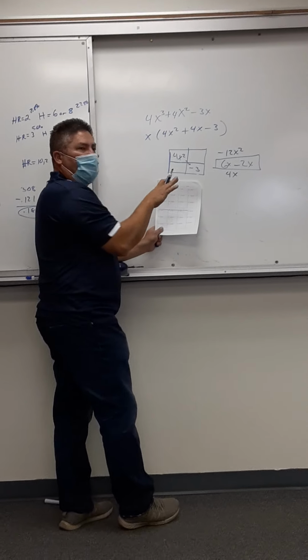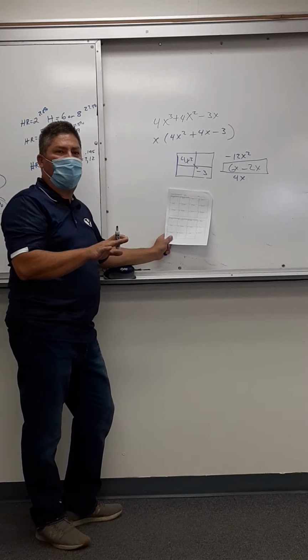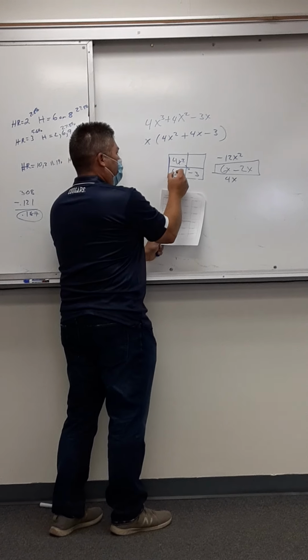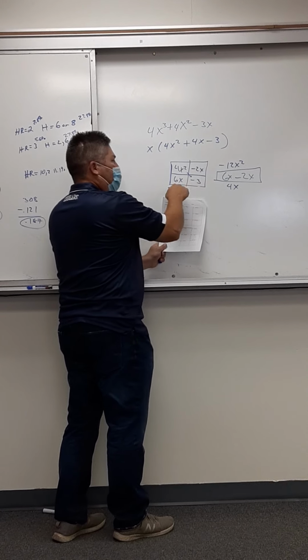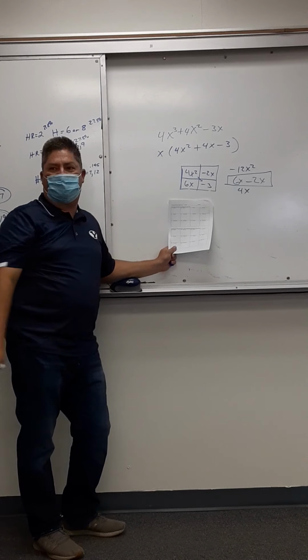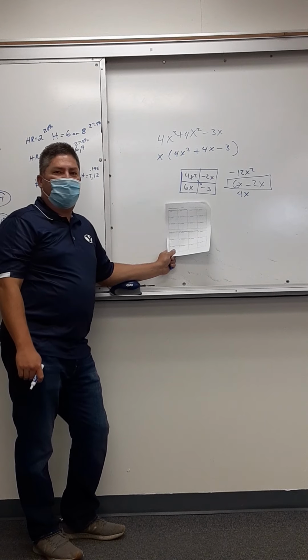So it doesn't matter where I put the 6x and the negative 2x, by the way. Does not matter. I'm just throwing a 6x down and a negative 2x down. But these two, it doesn't matter which box it goes in. Everybody got that? These two, it doesn't matter.